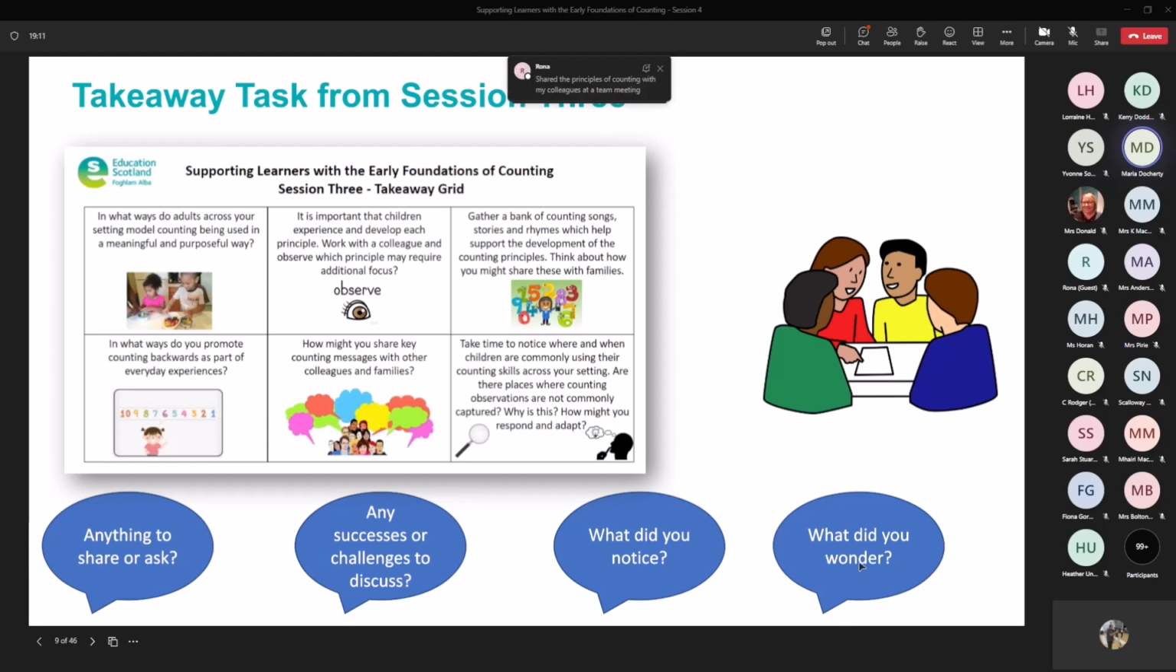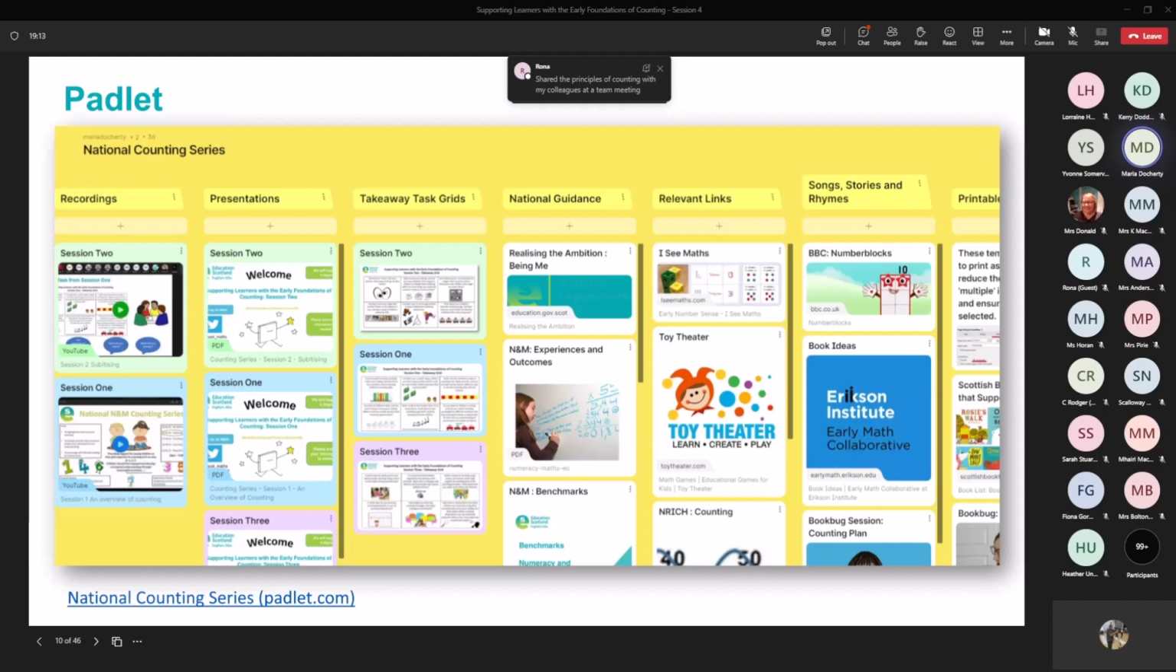So I'm just going to move on to the Padlet just now, because I think that leads us quite nicely into it, because people are saying in the chat that they're sharing some of the messages with their staff, and having all of that information in the Padlet is a really good way of keeping the information in one place for that very reason, so that you can revisit.